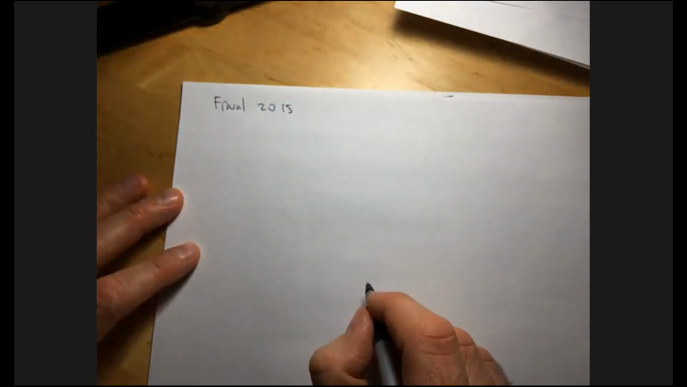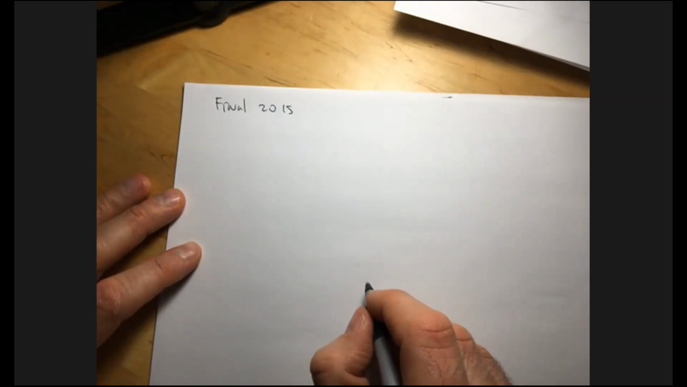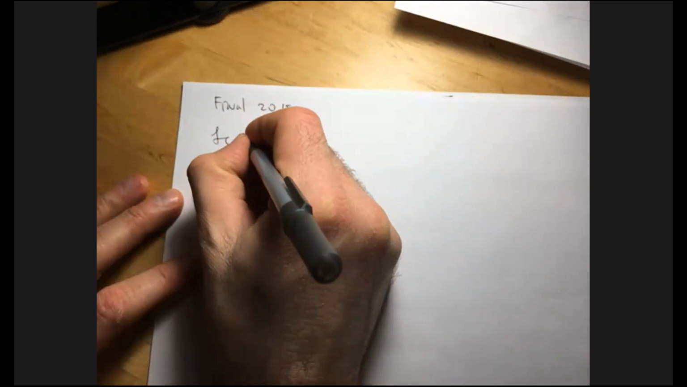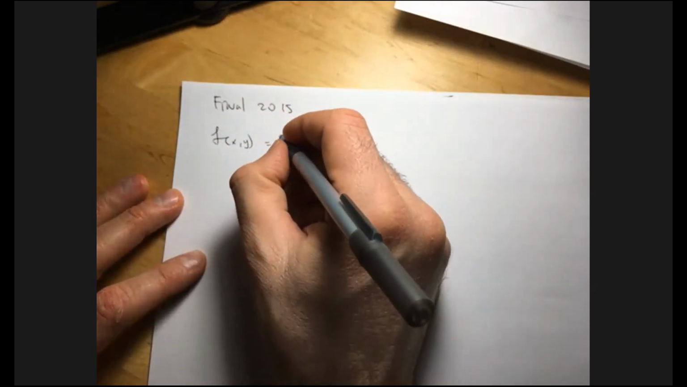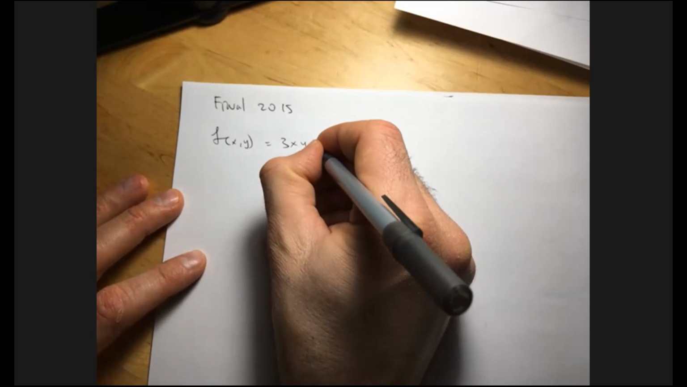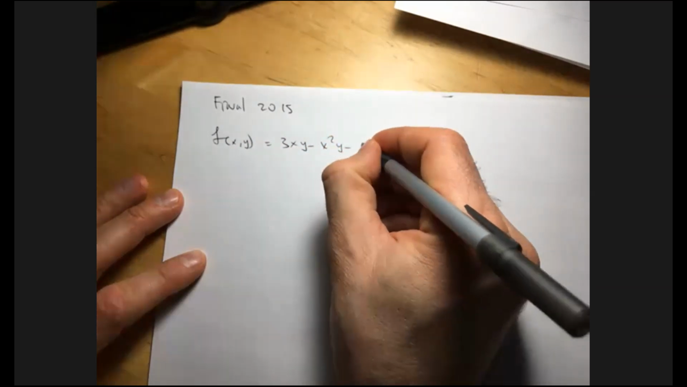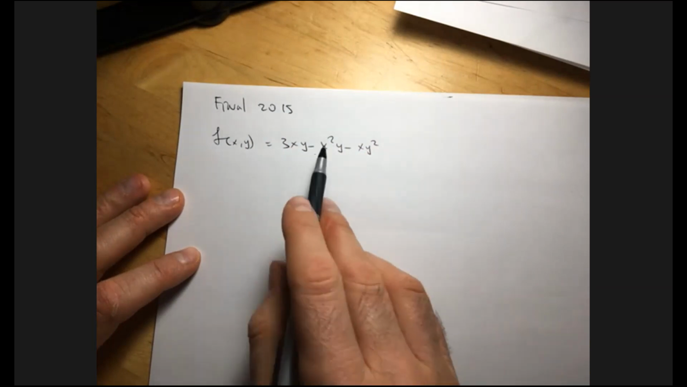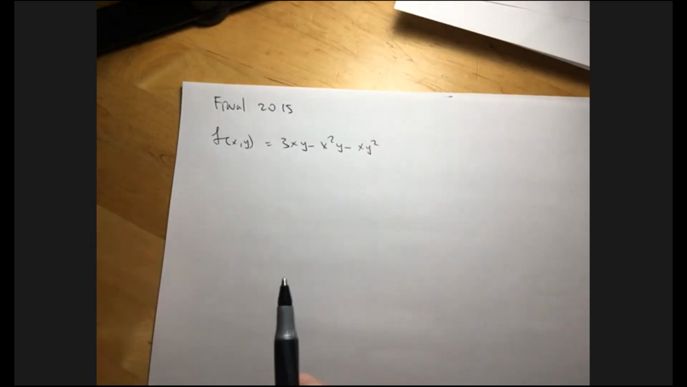2015. It says find and classify the critical points of the function 3xy minus x squared y minus xy squared. Okay, so basically find the local extrema of this function, if there is a local extrema.